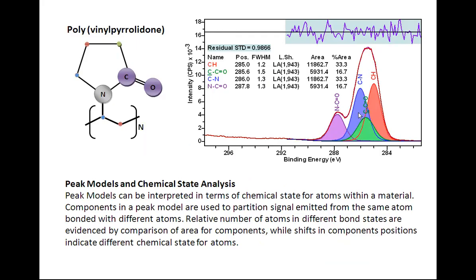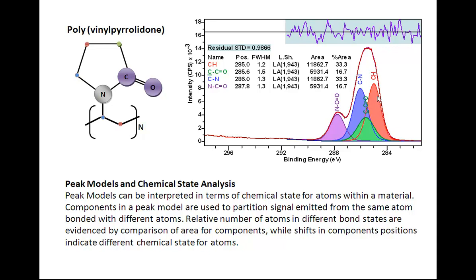Fitting a set of components to a peak model is only part of the story. What we would like to do, once we've made a peak model that fits these data, is relate these components to some chemistry. And this represents a peak model that could be a result of chemistry of this form. We can explain this peak model in terms of different numbers of carbon atoms that are bonded to other atoms, either carbon, nitrogen or oxygen, and also the type of bond involved.